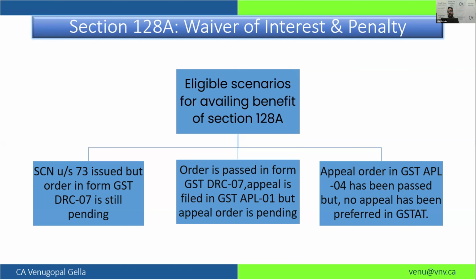This is the first scenario whereby you can actually avail the benefit of Section 128A. The second scenario is that an order has been passed in Form DRC 07 for the show cause notice issued under Section 73, and you have also filed an appeal against that order, but the appellate order is pending as on date. And the third scenario is that the appellate order has also been passed, but no appeal has been preferred as on date to GSTAT because GSTAT has not yet come into existence.